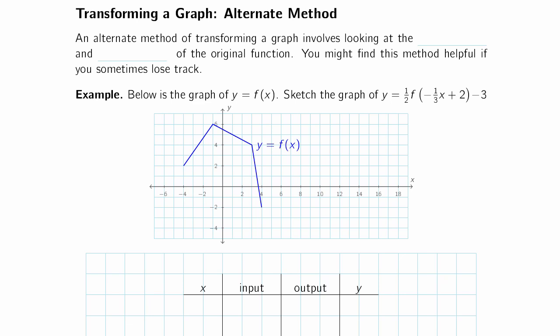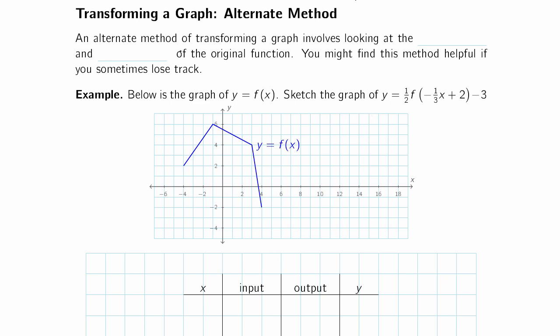So I'm also going to talk about an alternate method of applying transformations to the graph of a function. We used this method when we were working with exponentials and logarithms. And it's often useful if you have a bunch of complicated transformations and you find that you're losing track of which point is which. It's especially handy if you have a whole lot of key points to keep track of.